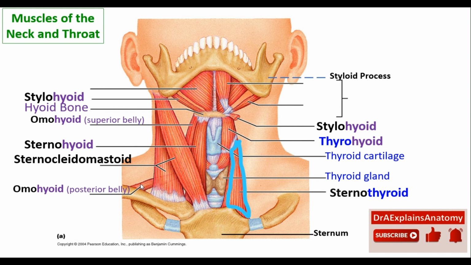Moving to the sternohyoid. So we have the sternothyroid muscle and the sternohyoid muscle. The sternohyoid muscle runs between the sternum and the hyoid bone.